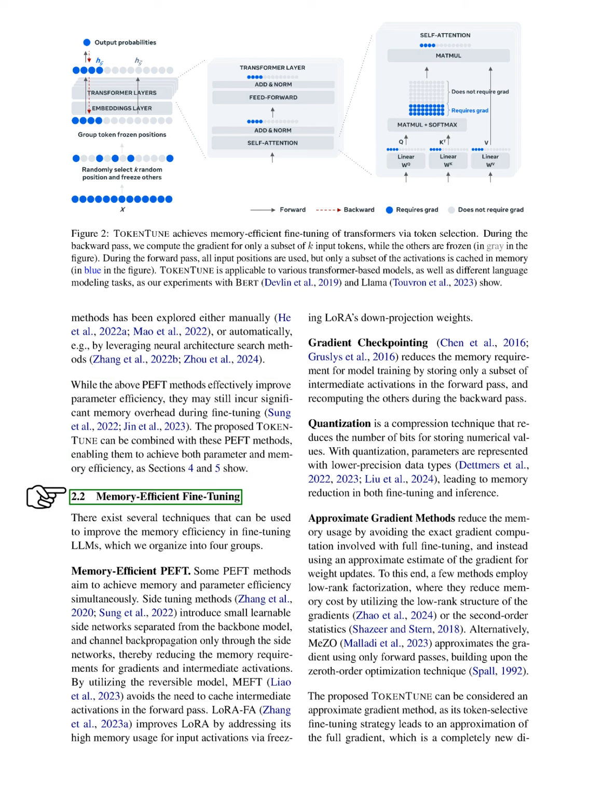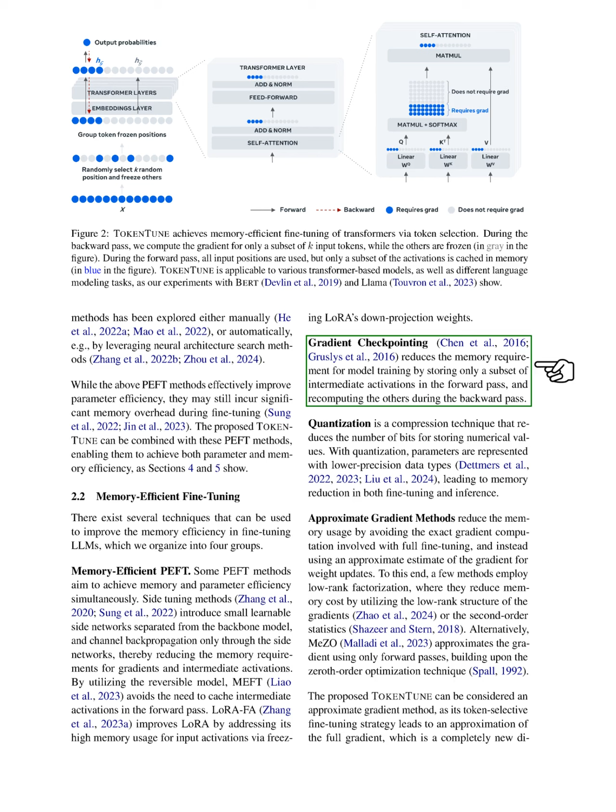We categorize several techniques to enhance memory efficiency in fine-tuning large language models into 4 groups. Some PEFT methods focus on achieving both memory and parameter efficiency at the same time. For instance, side tuning methods introduce small, learnable networks that operate separately from the main model, allowing for reduced memory needs by only backpropagating through these side networks. The reversible model, known as MEFT, eliminates the need to store intermediate activations during the forward pass. LoRA-FA enhances LoRA by freezing certain weights to lower memory usage.